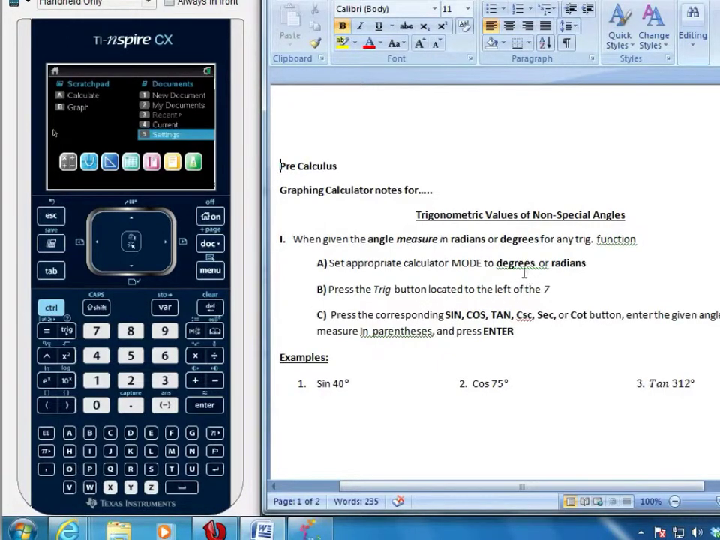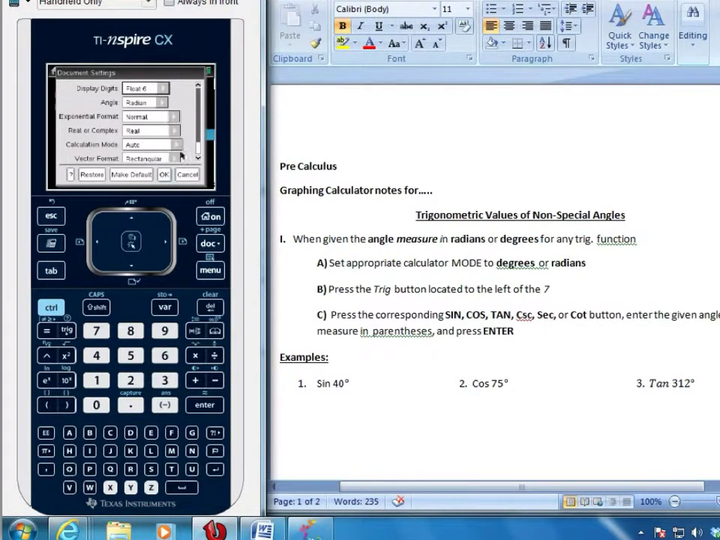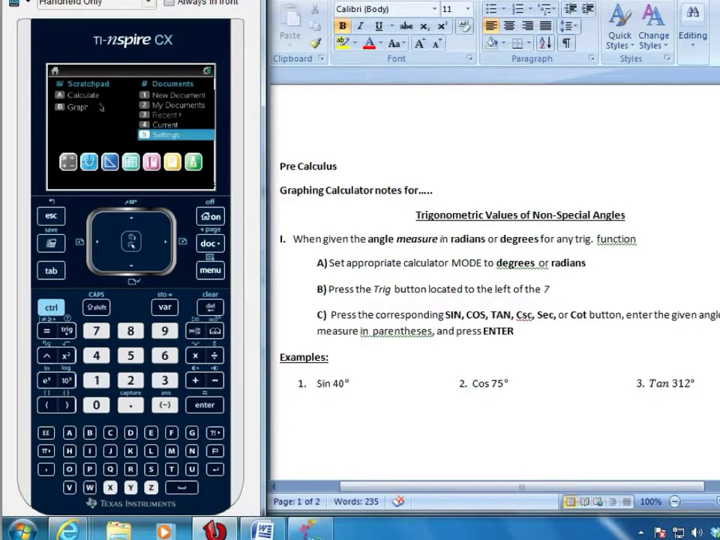I think a lot of you guys really know. So again, we want to go to settings, then document settings. Then go to angle, change it to degrees, and then make sure, don't hit OK, hit make default, and then hit OK. Then you should be good to go. So now you are in degree mode, and the very first one we're going to do is this sine of 40 degrees.